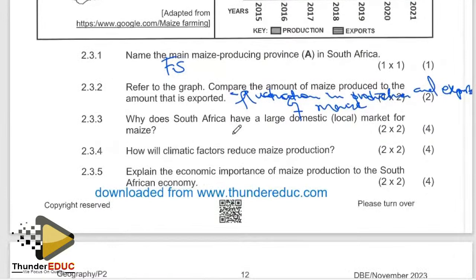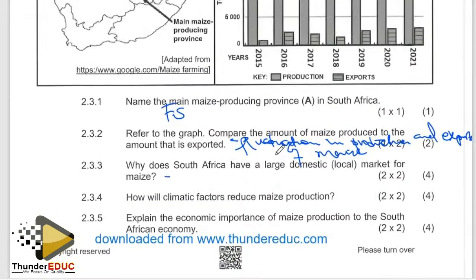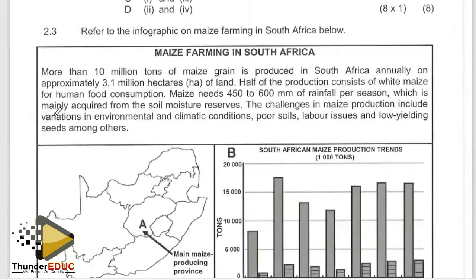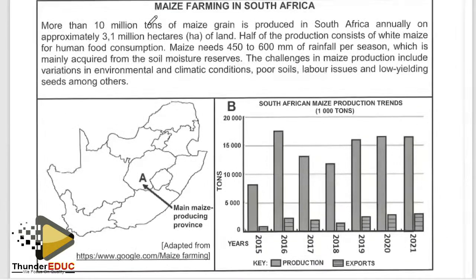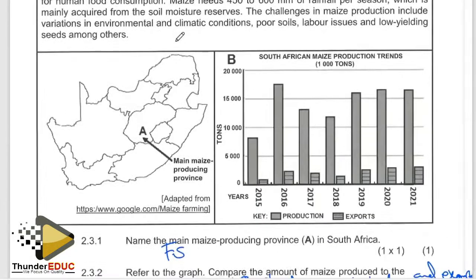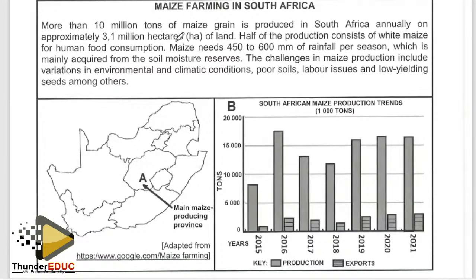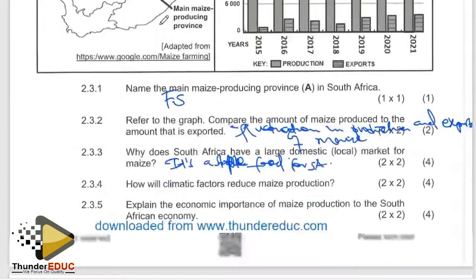Why does South Africa have a large domestic local market for maize? First of all, it has been indicated in the graph here that it is for human food production. Therefore, it's the staple food for South Africa. Staple food for SA. Besides that, why is it so? It's because of the climatic conditions.